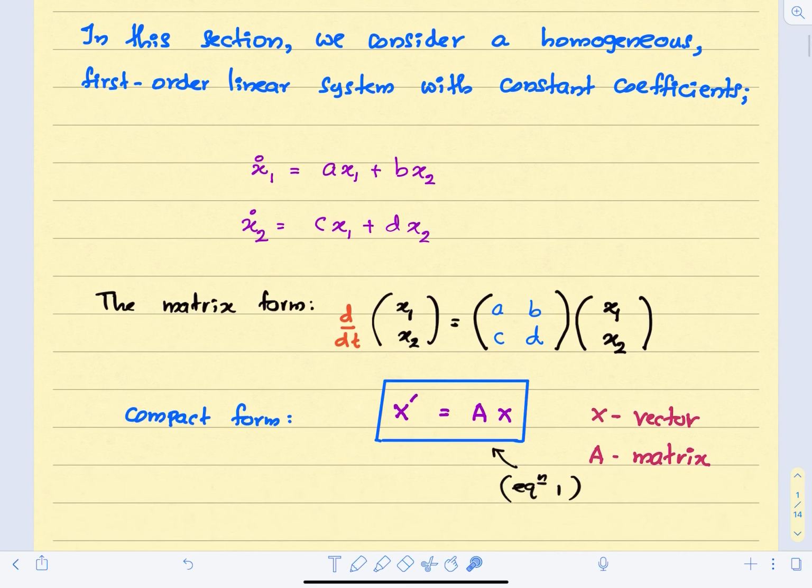Now as you know, the matrix form of this differential equation is the following. So we have the derivative of a vector x. This is our vector x and it contains two elements x1 and x2, equals the coefficient matrix A and then the vector x. So here we have the derivative of the solution vector. Now in this compact form, this differential equation can be written like this: vector x prime equals A times x.